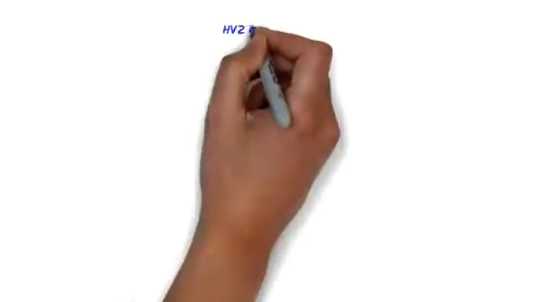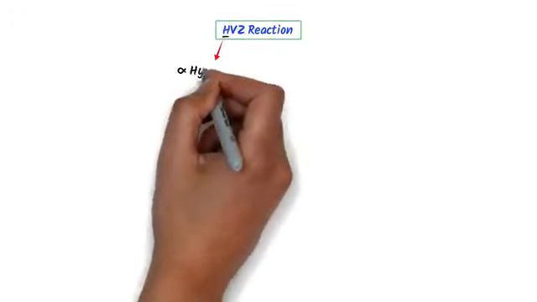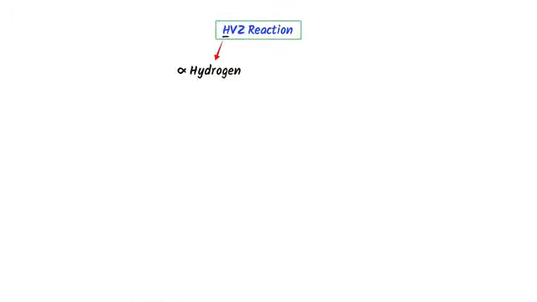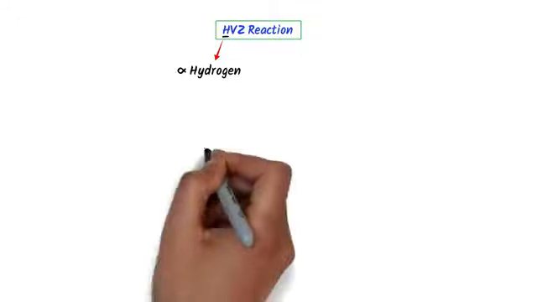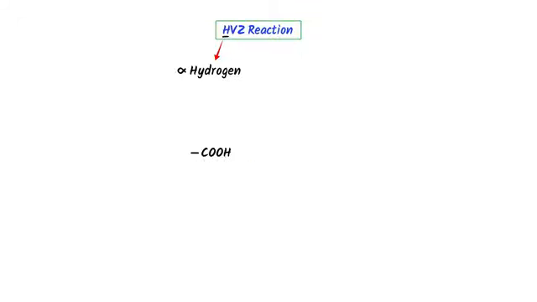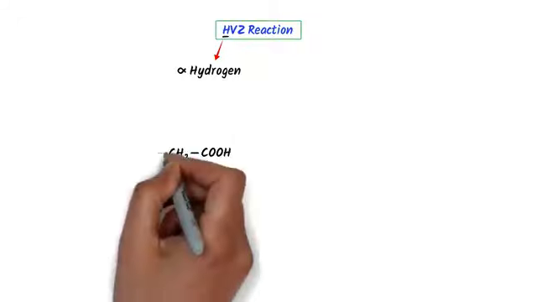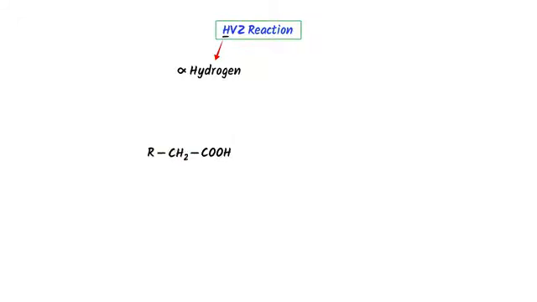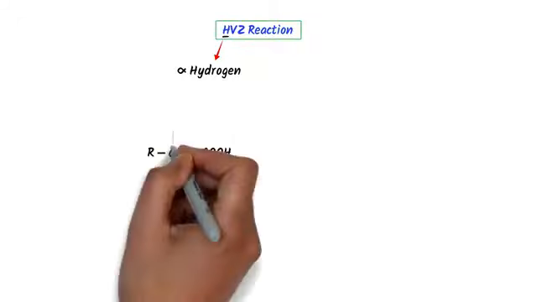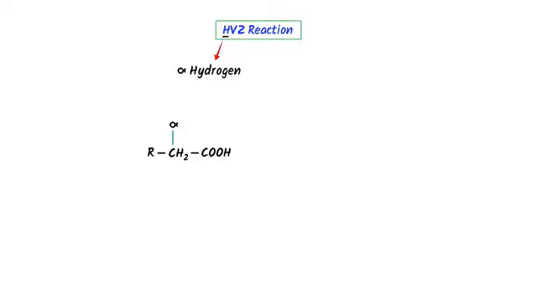Let me teach you HVZ reaction. Well, this H in HVZ always reminds me alpha hydrogen is displaced. Now what is alpha hydrogen? I write carboxylic acid group like COOH. I attach one carbon and one alkyl to it. Now this adjacent carbon or second carbon after this carbon is called alpha carbon. And the hydrogen attached to it is called alpha hydrogen.